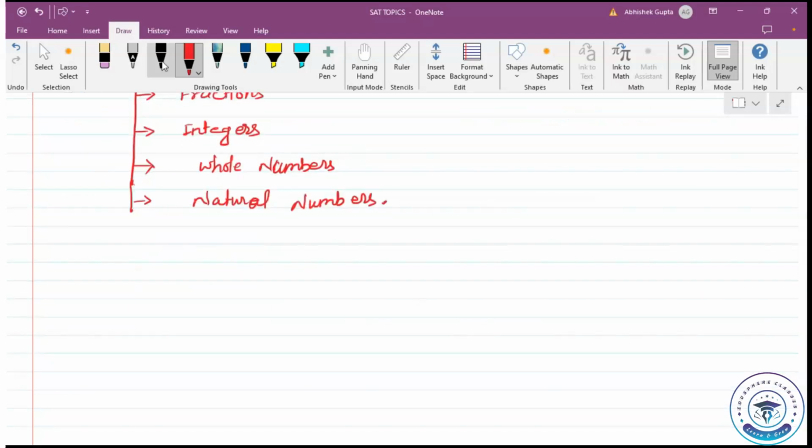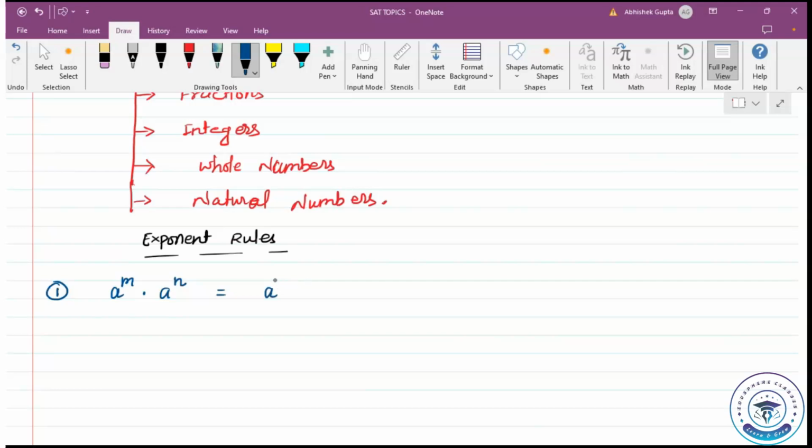Now coming to exponents. In exponents, basically we have to learn exponent rules. What are the exponent rules we have to learn? The first rule is when the bases are the same but the exponents are different. We can say a to the exponent m times a to the exponent n can be written as a to the exponent m plus n.